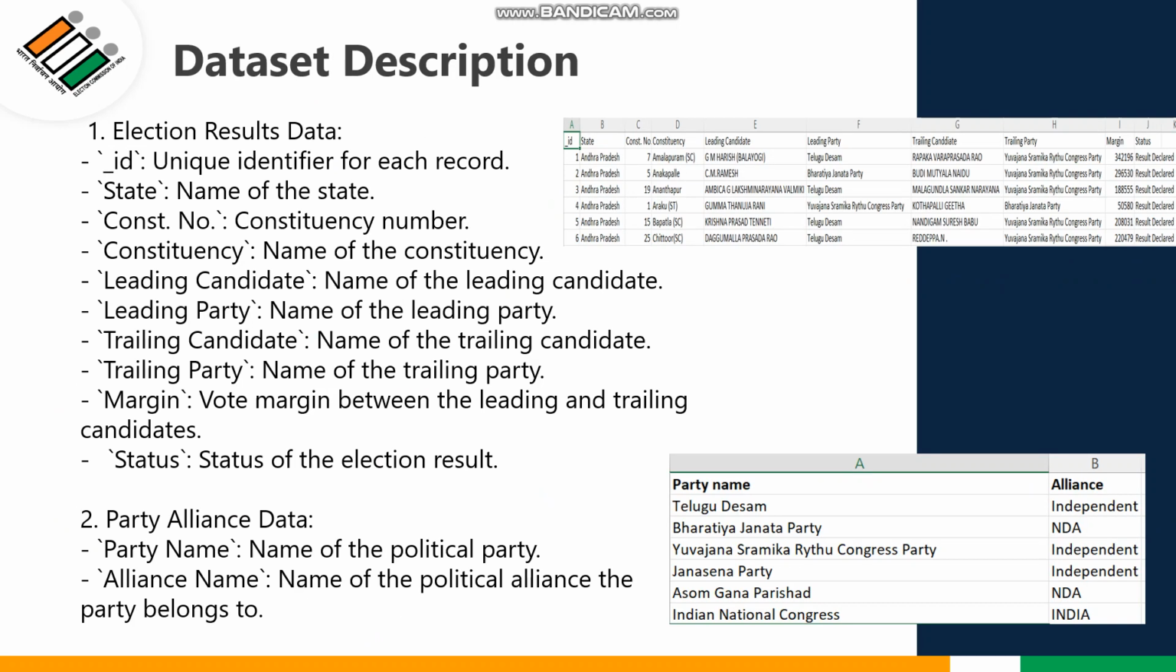Our dataset consists of two main parts, election result data and party alliance data. The election results data includes identifiers, state names, constituency details, leading and trailing candidates, vote margins, and election status, while the party alliance data details the political parties and their alliances, ensuring meaningful insights.